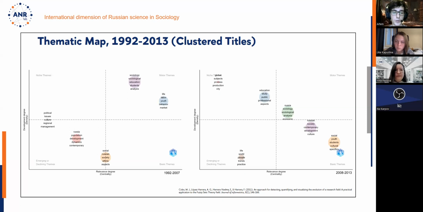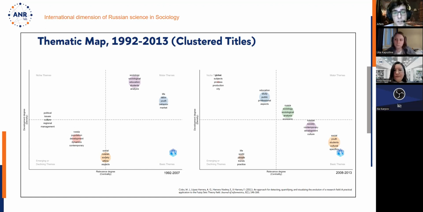In general, this approach tells us that we can measure how certain topic is connected with other topics. This is what's known as centrality, and it is along the x-axis. And we can also see how the keywords in a topic are connected within this topic. This is referred to as density, and this is the y-axis.